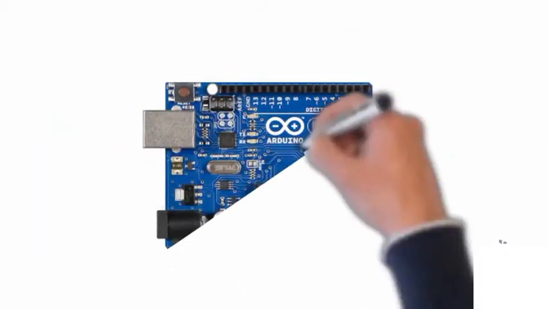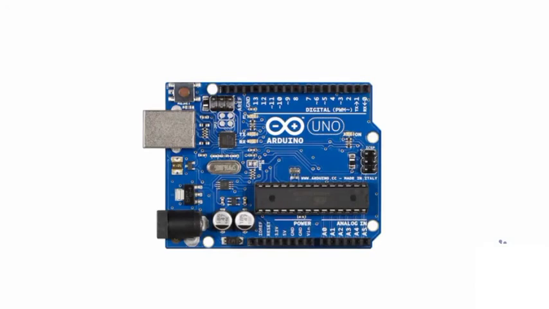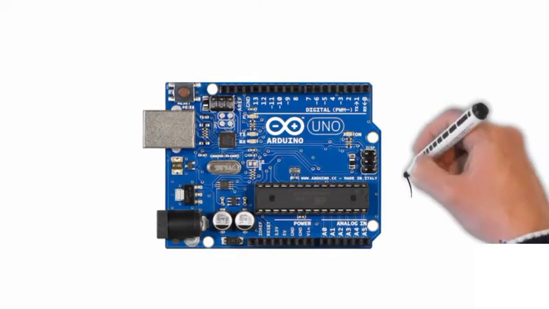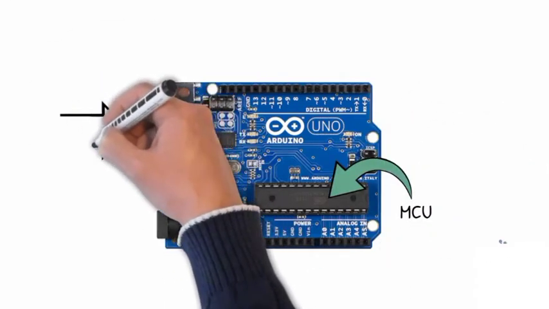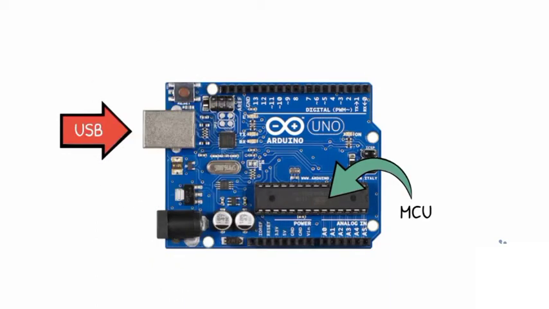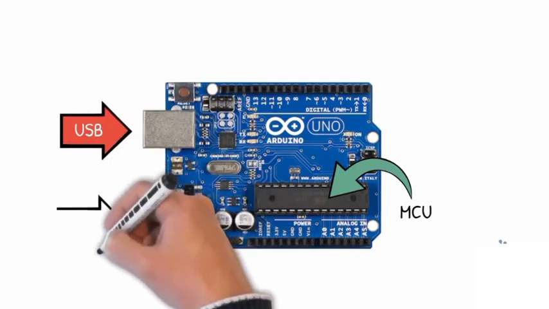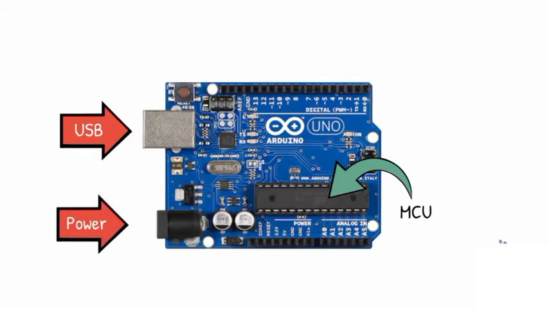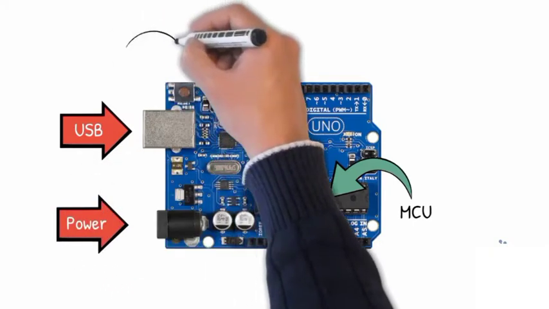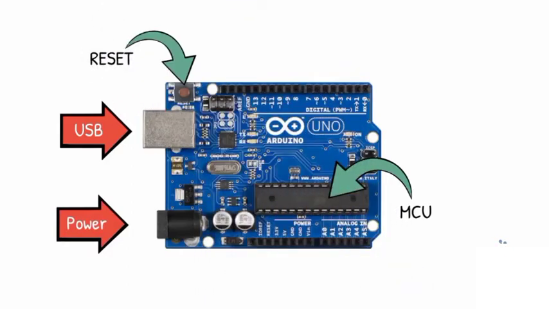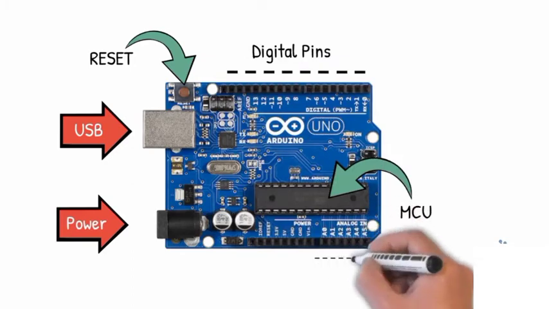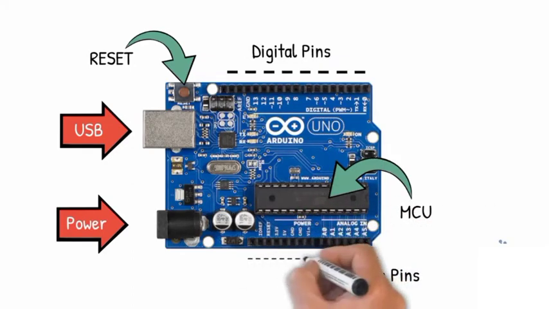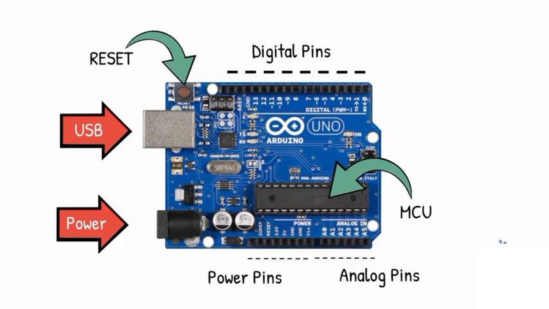So let's have a closer look at the most commonly used Arduino, the Arduino Uno. The main component is the MCU that handles all the logic. Then we have the USB connection to upload the program to the board. We also have a power jack that allows external battery to be connected to make it portable. The reset button resets the code without deleting it. Then we have the pins where we attach our components. We have 14 digital pins, 6 analog pins, and we also have power pins with 5 volts and ground.